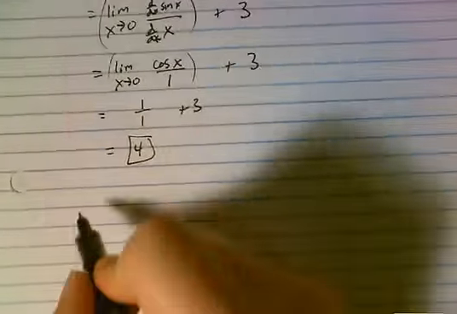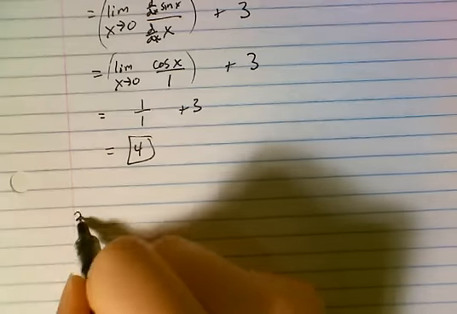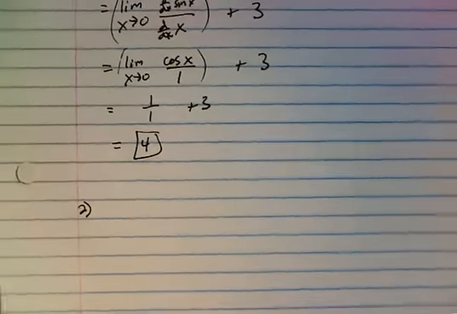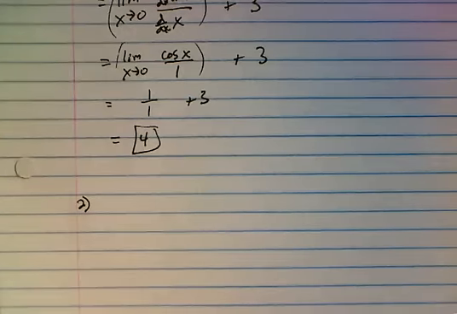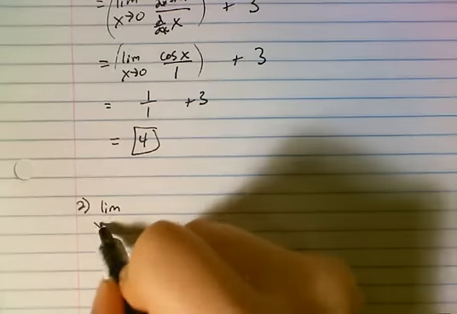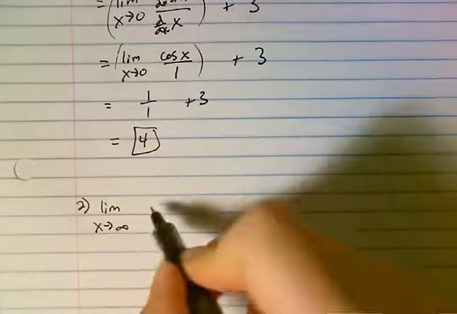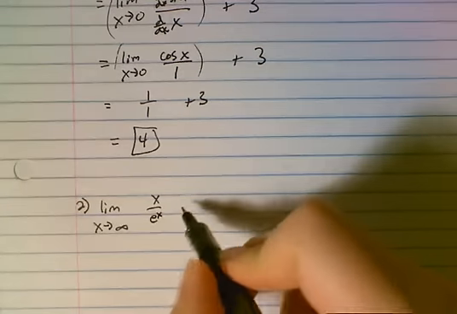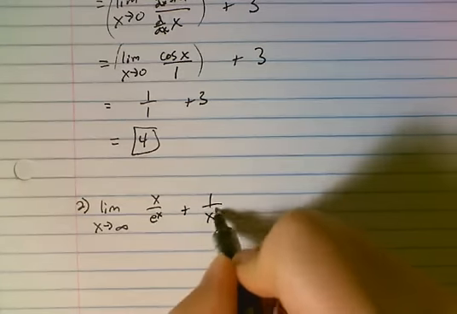One more example. These limit rules aren't quite as necessary when we're just plugging in, canceling, evaluating, that kind of thing. I think we tend to do them fairly automatically, because it makes kind of intuitive sense. This is most useful when you have part of it that you need to use L'Hopital's rule on, and part of it that you don't. So for example, let's say that we're taking the limit as x approaches infinity of x over e to the x plus 1 over x squared.